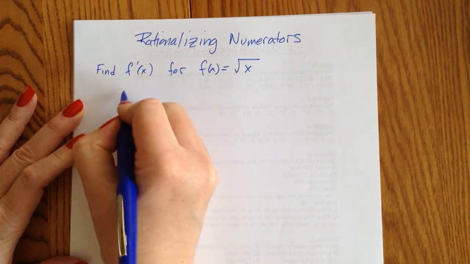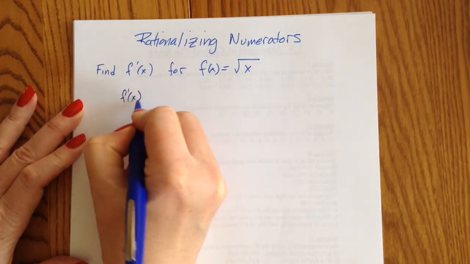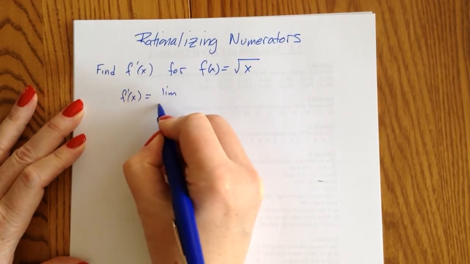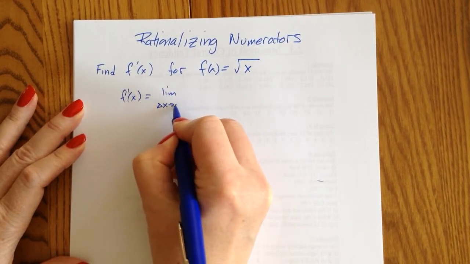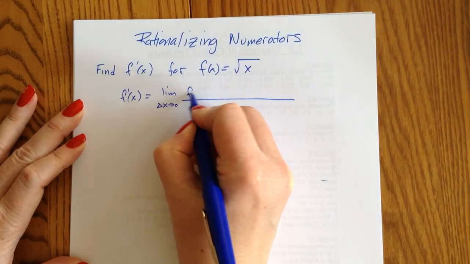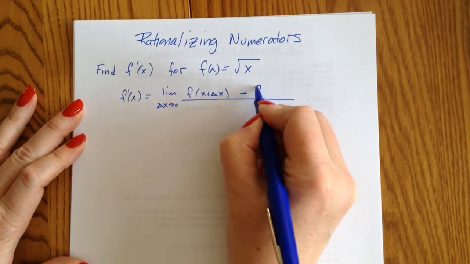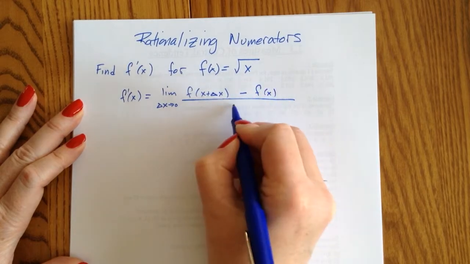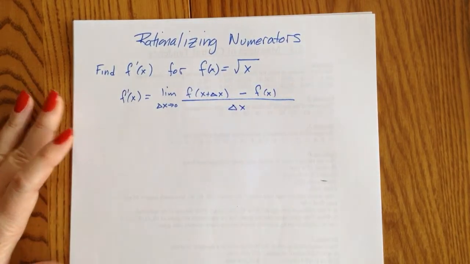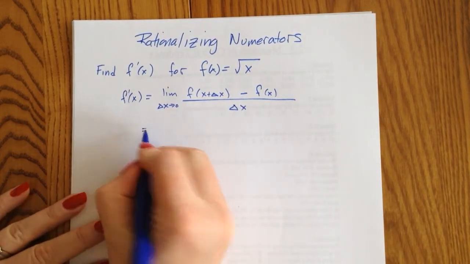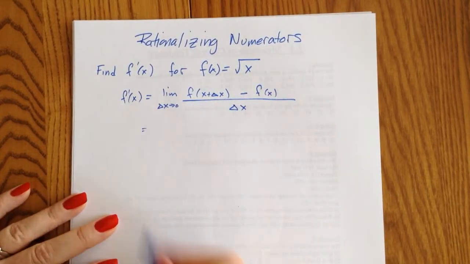Here we go. The definition is, of course, f prime of x equals the limit as delta x approaches 0 of f of x plus delta x minus f of x all over delta x. Yes, there it is. It's our friend. So let's use it with this particular function.